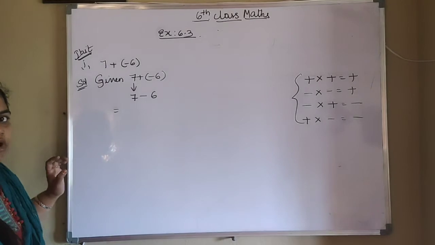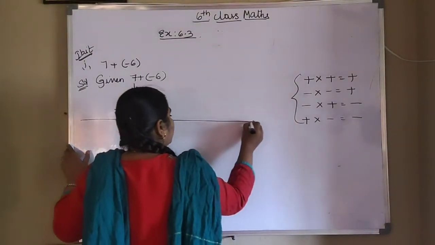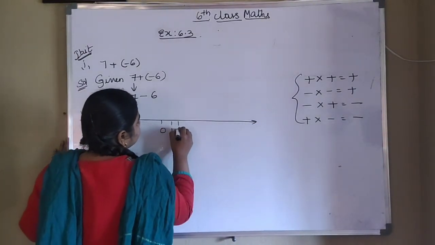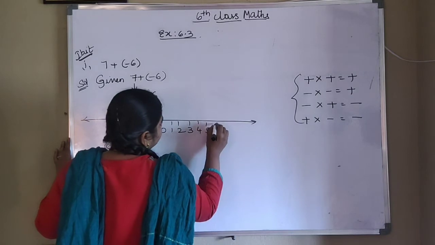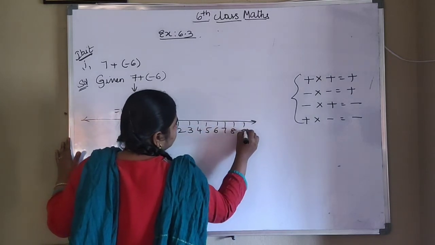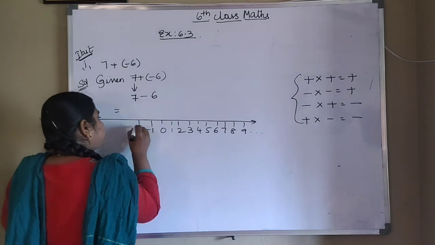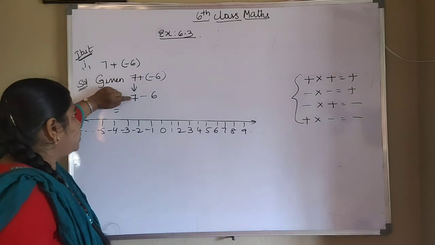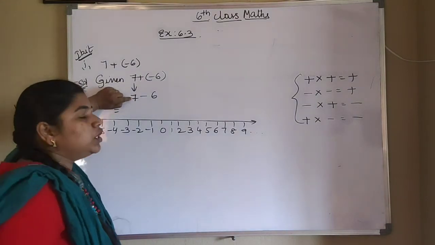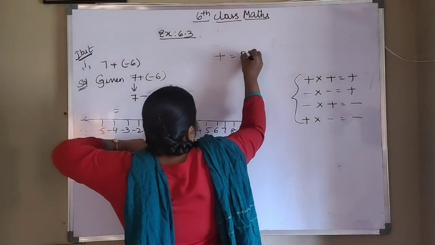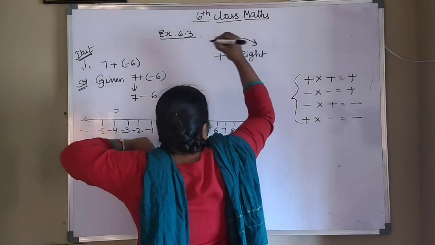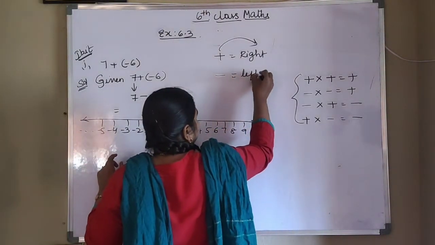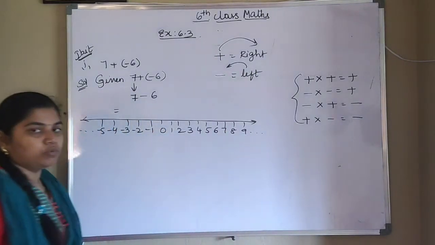So where I will represent? On a number line I will represent. So here draw a number line. And so on. So what is the first number? 7. 7 is a positive number. So if it is a positive number, we have to move to the right side. And if it is a negative number, we have to move to the left side.